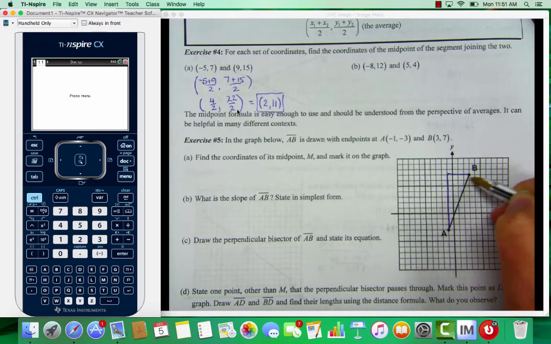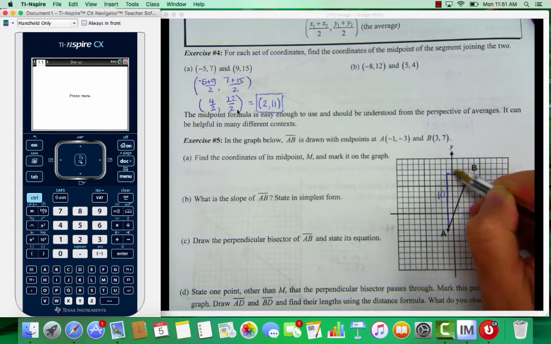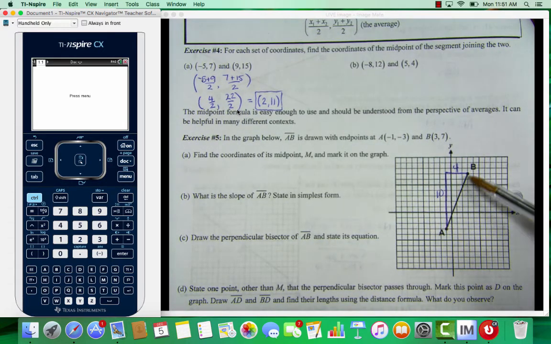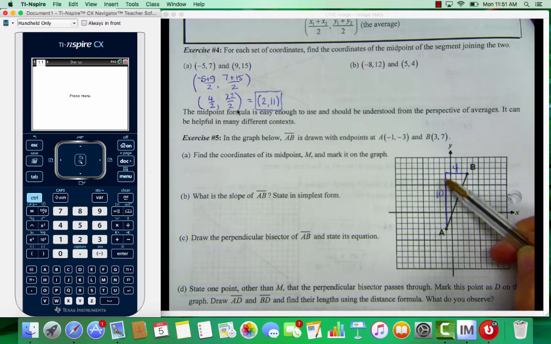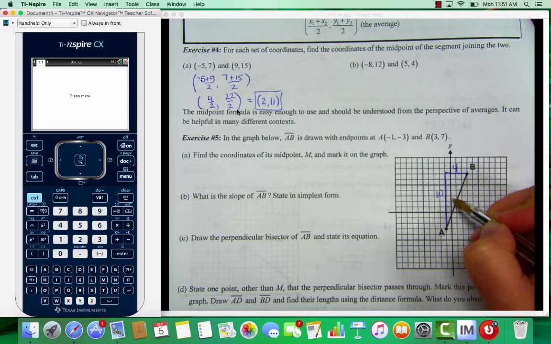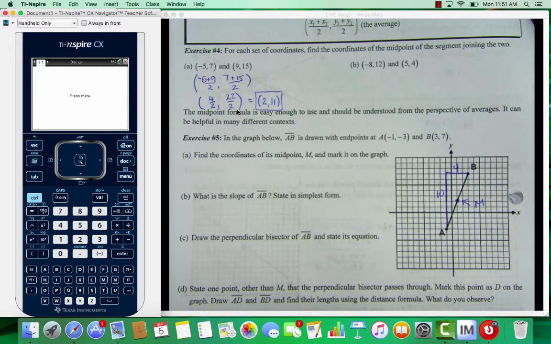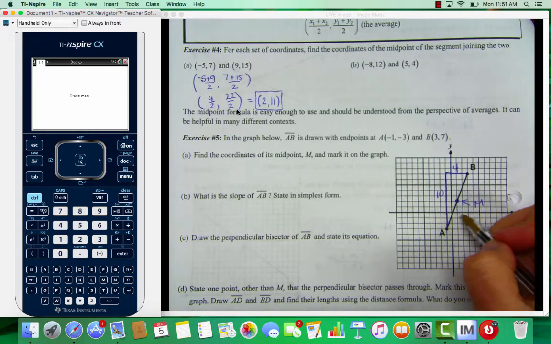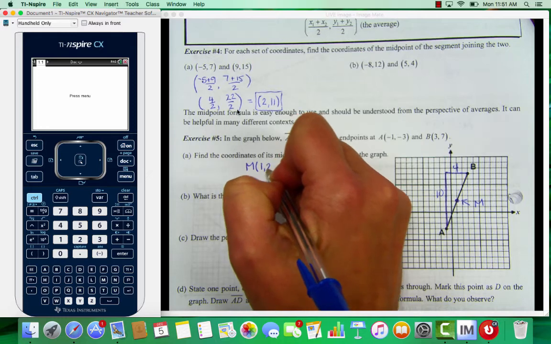to go from A to B, I'm going to have to travel up 10 units and then over 4. So to travel the whole way from A to B, I would travel up 10 units and over 4. But I only want to go halfway because I want to find the midpoint. So instead of traveling up 10 units and over 4, I'm going to travel up 5 and over 2, and then that point right there is going to be my midpoint. So the coordinates of that point would be 1, 2. So point M has the coordinates 1, 2.